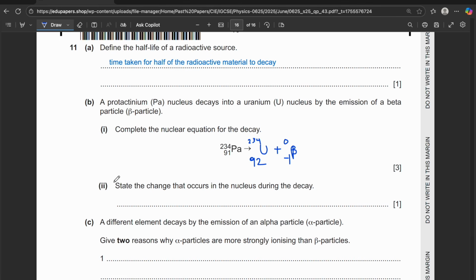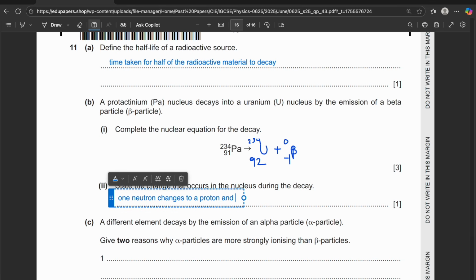State the change that occurs in the nucleus during the decay. So the change is that one neutron changes to a proton and an electron. This is emitted.